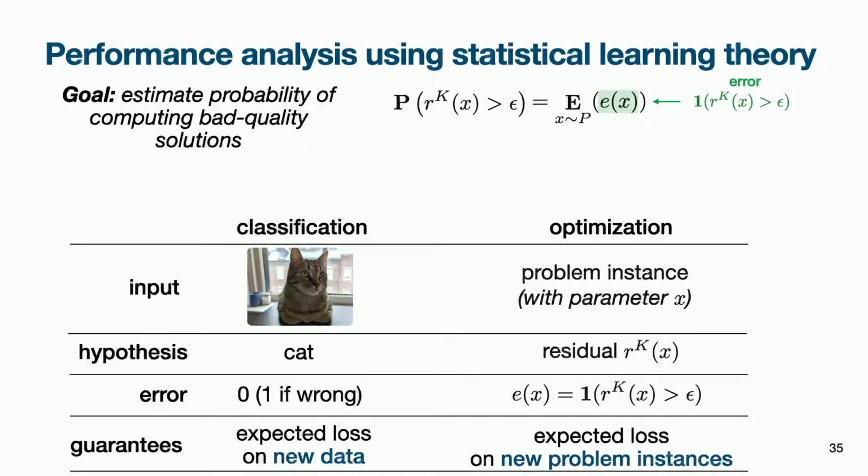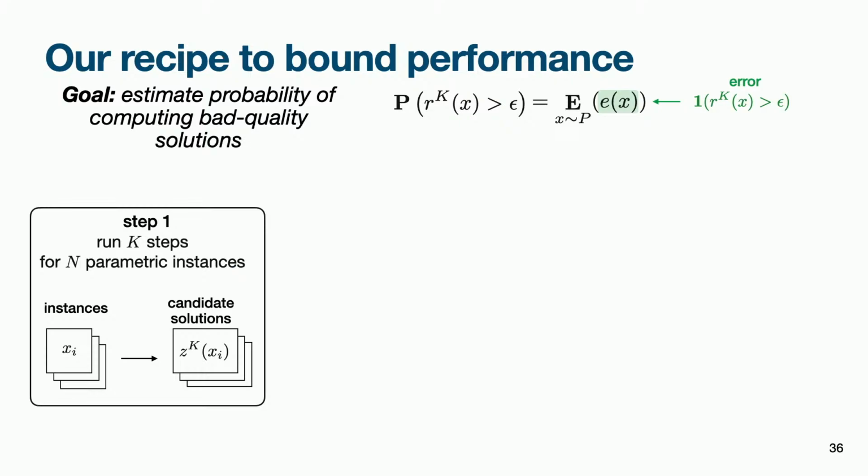So the question in statistical learning is to try to build guarantees on the loss for unseen new data, which are new images. And for us, it's for new problem instances coming from the same distribution of instances that are appearing in my application. Okay? So if we start using that, then we can build guarantees by observing a data set of instances and how my method works on a data set of instances.